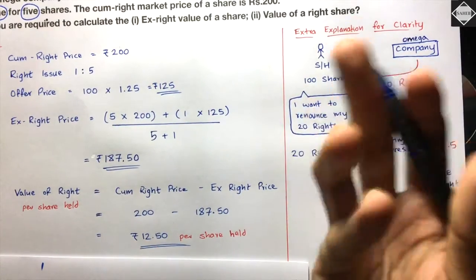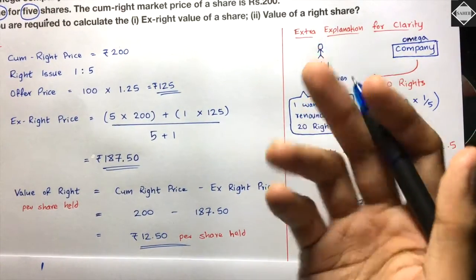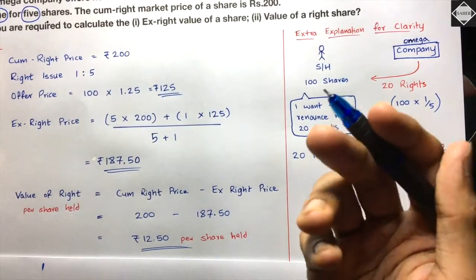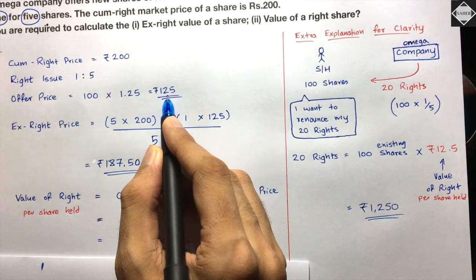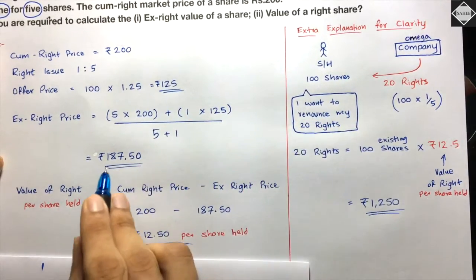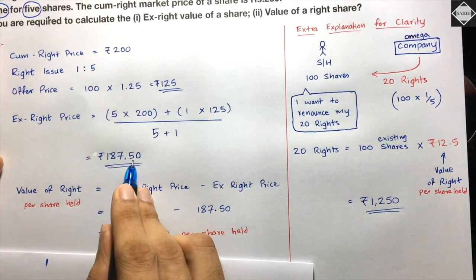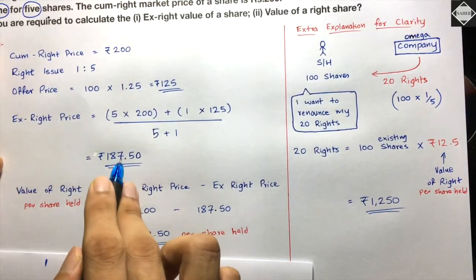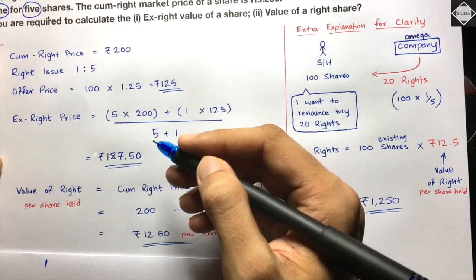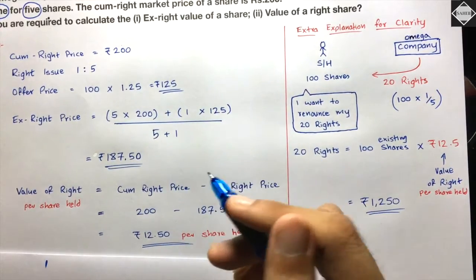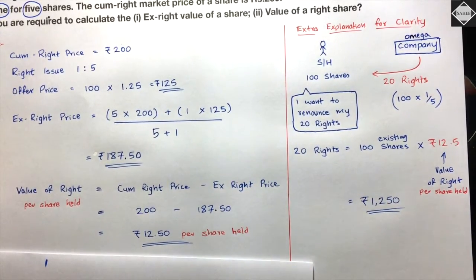What is the benefit of the right? The benefit of the right is that with the right, any person can subscribe to the shares of the company at a discount, at 125. See, the market price is 187.50, the ex-right price. But the company is offering at how much? 125. This is the benefit. All right, so that's it.